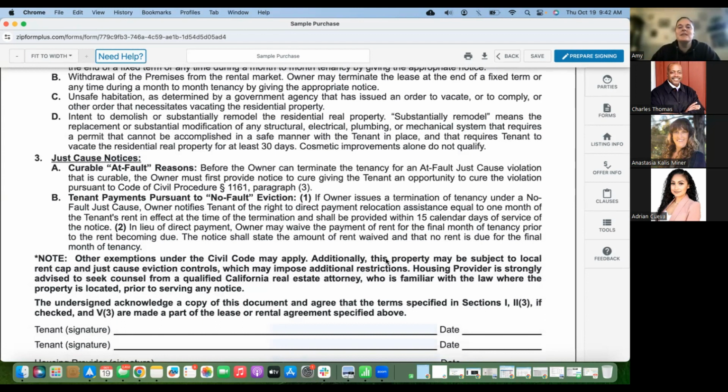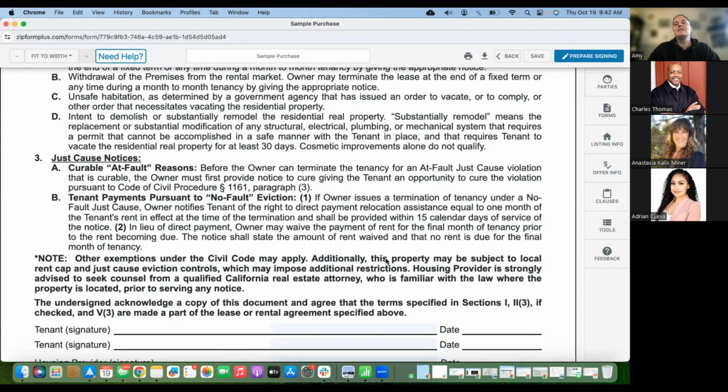Before the owner can terminate tenancy in an at-fault just cause violation that is curable, the owner must first provide notice to cure, giving the tenant the opportunity to cure the violation pursuant to Code of Civil Procedure 1161, paragraph 3, right? The tenant has the right to bring rent current, basically, or stop subletting the property, right?